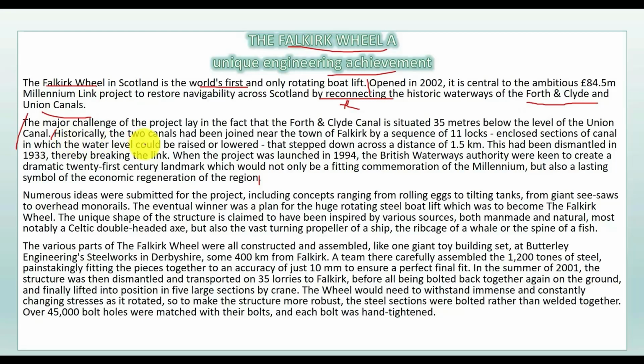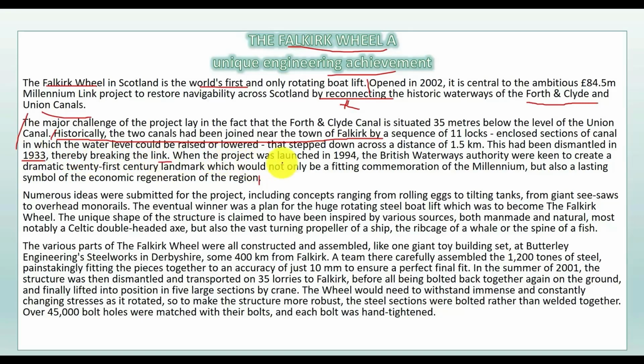Okay. Historically, the two canals had been joined near the town of Falkirk. A sequence of 11 locks, enclosed sections of canal in which the water level could be raised or lowered, that stepped down across a distance of 1.5 kilometers. This had been dismantled in 1933, thereby breaking the link.